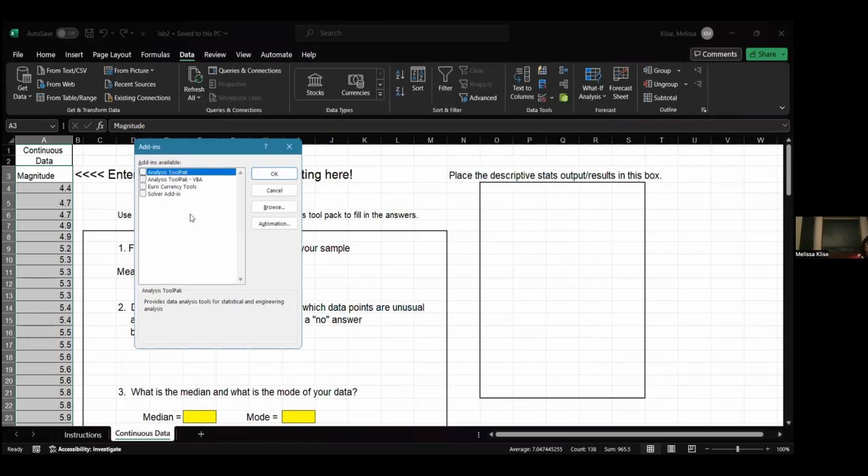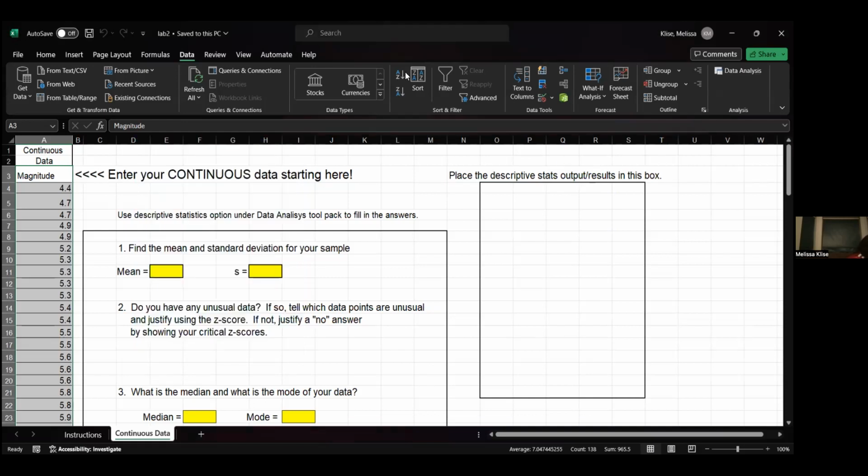It gives you a pop-up. I want the top two, the Analysis ToolPak and the Analysis ToolPak VBA. Those are the two things that I want clicked. And then I'm going to click OK. And that'll give me what I need. Notice over here on the right now, it has Data Analysis. That's what I want. So when I'm in the Data tab, I want it to say Data Analysis over here, because that's the tool that I'm going to use.